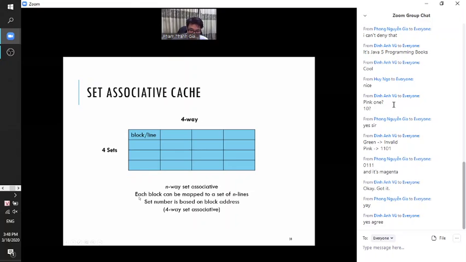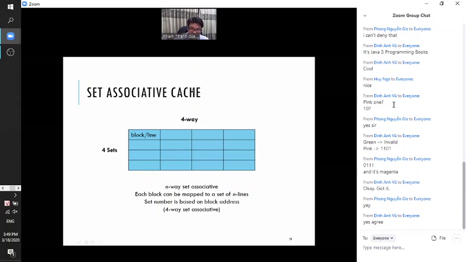Each block can be mapped to a set of n lines. The set number is based on the block address. If we consider 4-way associative. Do you understand? With a 4-way, we call it the set associative cache.